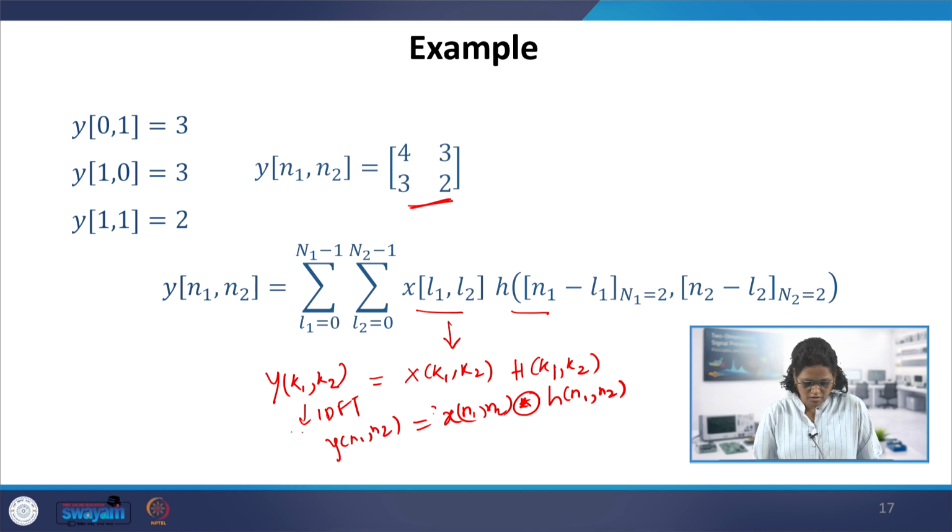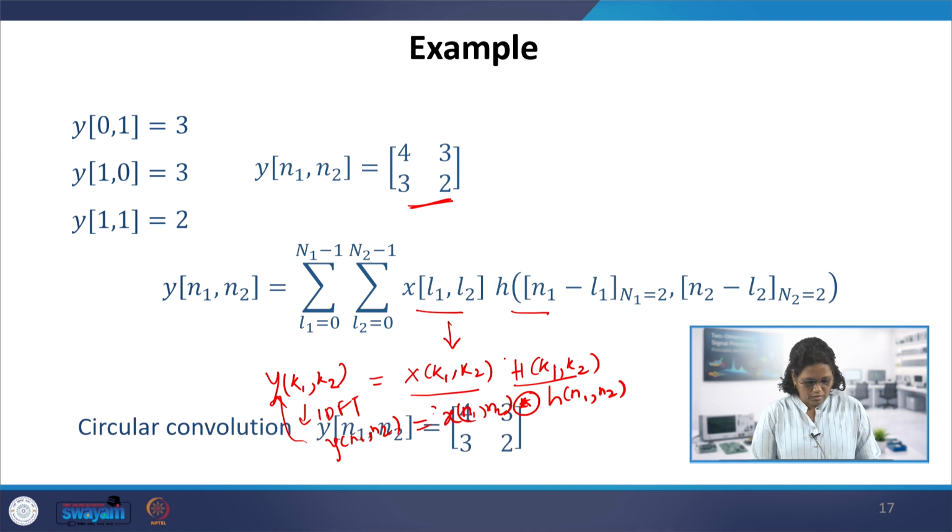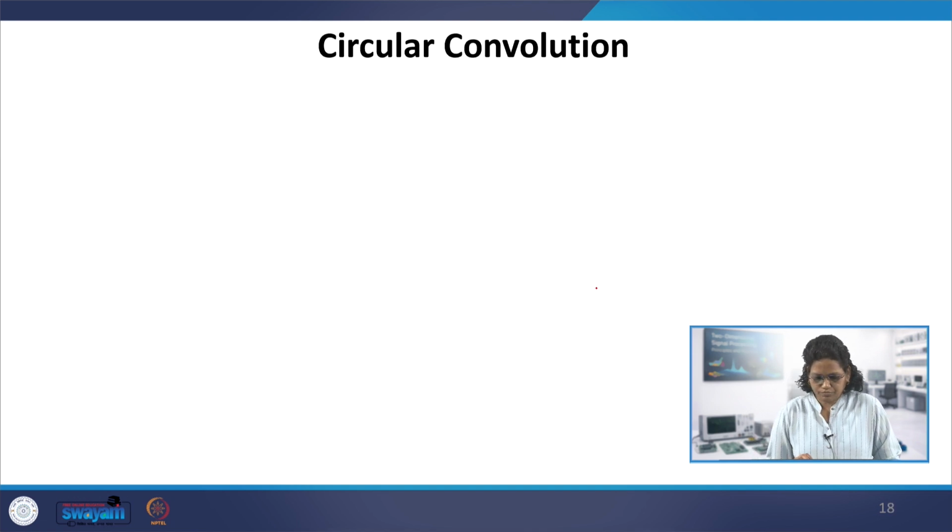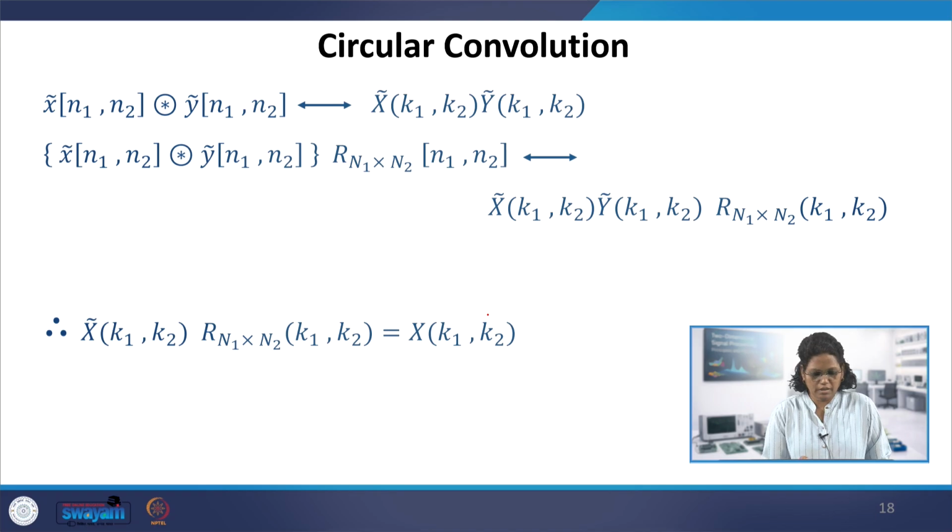So circular convolution is a multiplication in the frequency domain. x and h circularly convolved give the sequence y of n1 comma n2, and if you take the DFT of it, you would get y of k1 comma k2. This is equivalent to taking the DFT of each and multiplying the two coefficients. So this is how the time domain and frequency domain are related. The circularly convolved sequences give the multiplication in the frequency domain. So this is called the circular convolution. Now using that, we can conclude it with the DFS and the case of DFT, how these are related.